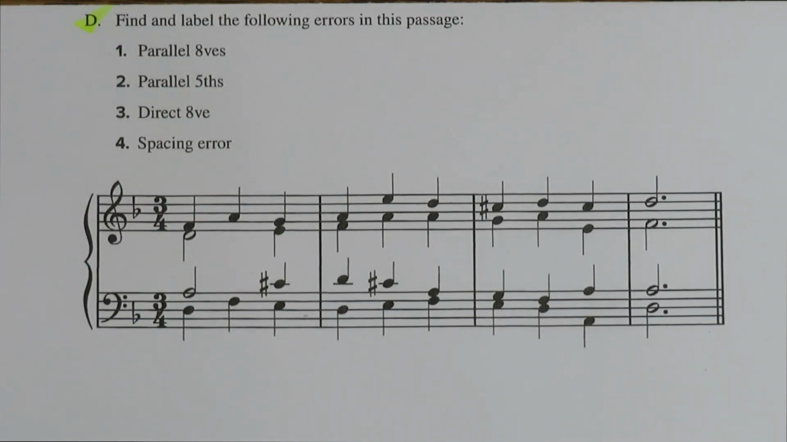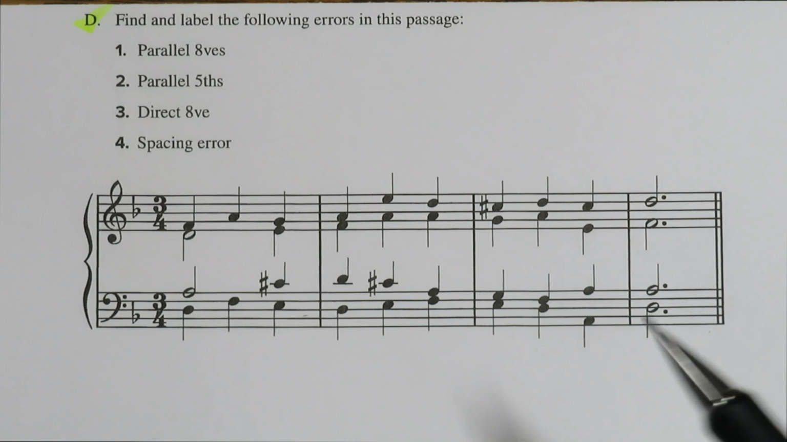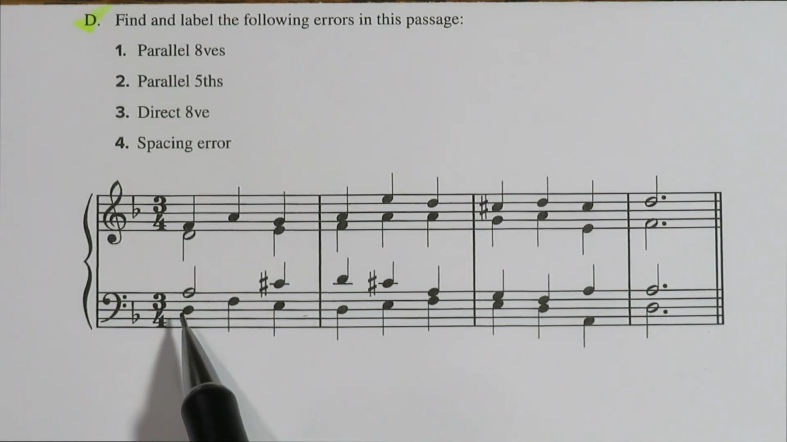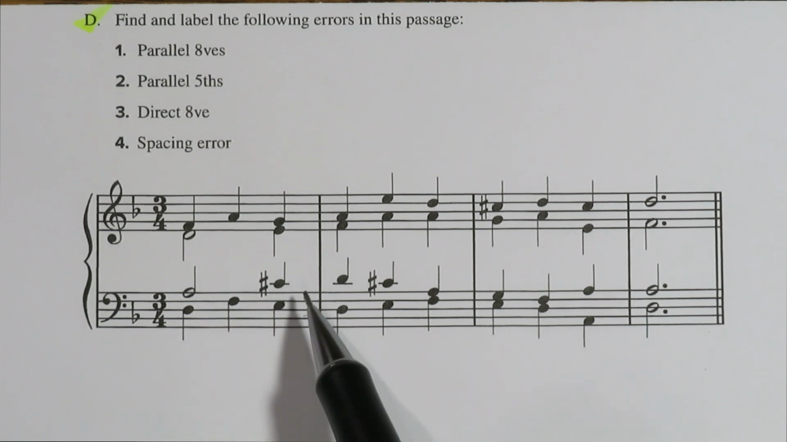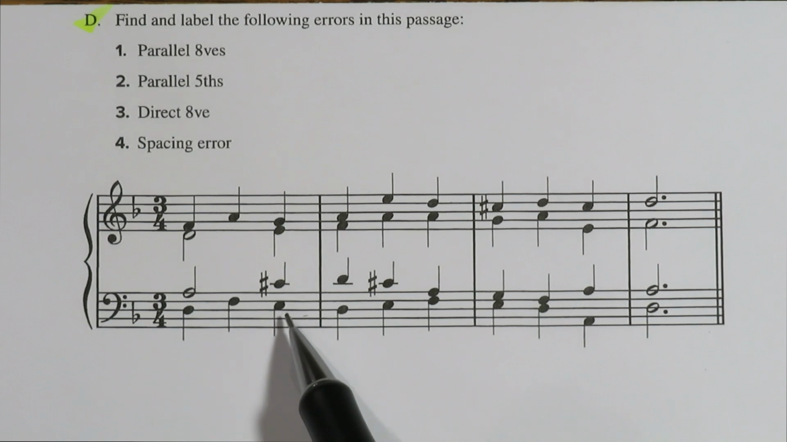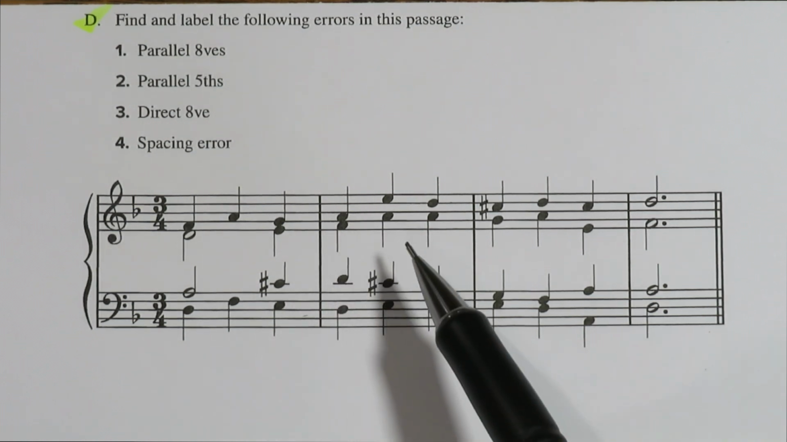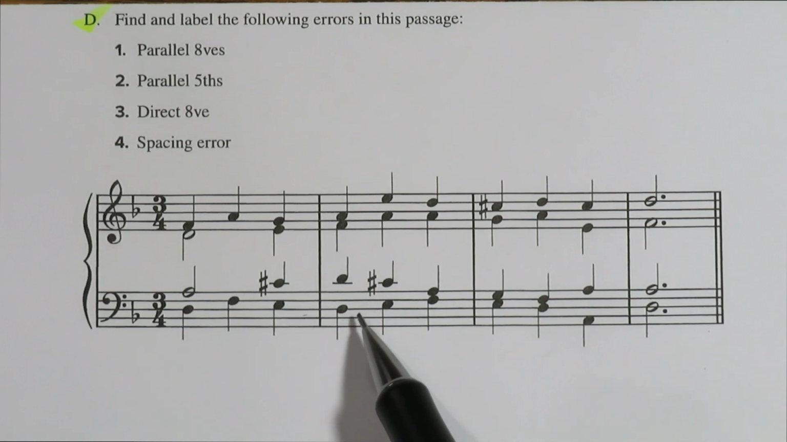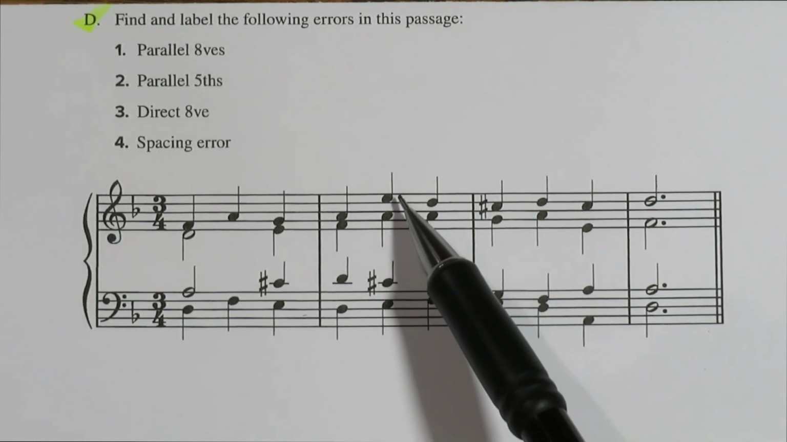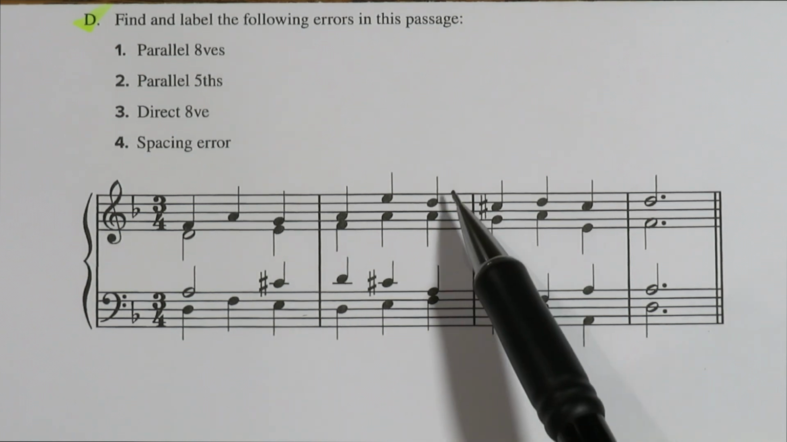Okay, so here we are in part D, and we're to find and label the following errors in this passage. So I'm going to be looking for parallel octaves and a direct octave. I'm just looking for octaves right now between any two voices. I see an octave here, D to D, but it doesn't move into an octave. E to E is an octave, but we have contrary motion between these two voices, so we're safe. Here's D to D, an octave, another contrary motion. Here we go, E to E. There's an octave, but it doesn't move to an octave.